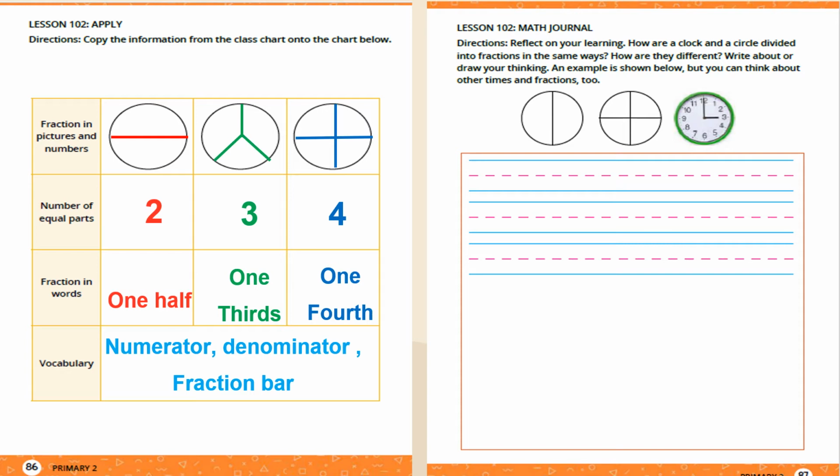Okay, in the second page, reflect on your learning. How are a clock and a circle divided into fractions in the same ways? How are they different? Write about or draw your thinking. An example is shown below, but you can think about another time and fraction too.